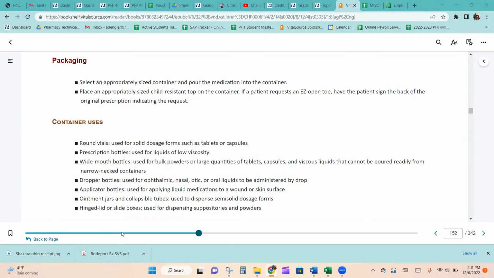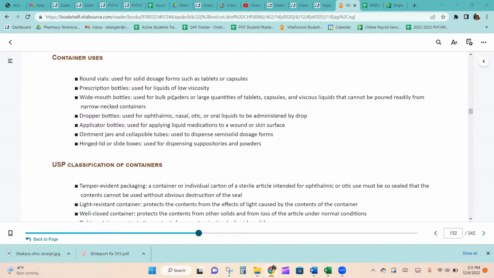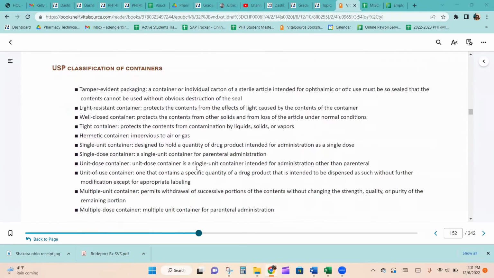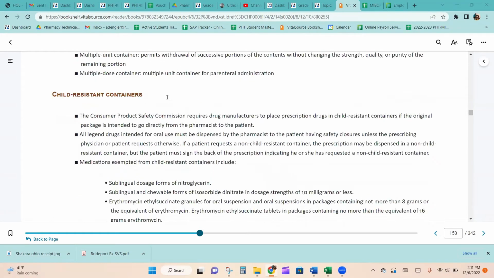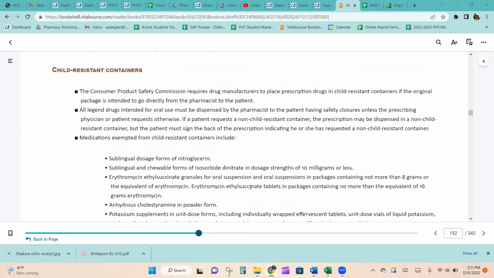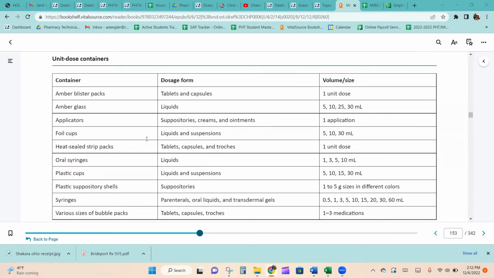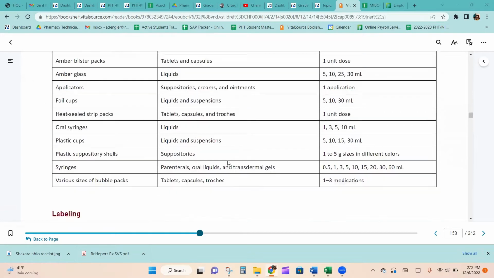For container uses, we have round vials for solid doses, such as tablets and capsules, prescription bottles for liquids, wide mouth bottles, dropper bottles, applicator bottles, ointment jars, and hinge lid or slide boxes. And then here we have the USP classification of containers. And then we have child-resistant containers. We have unit dose containers, so you can see that chart.